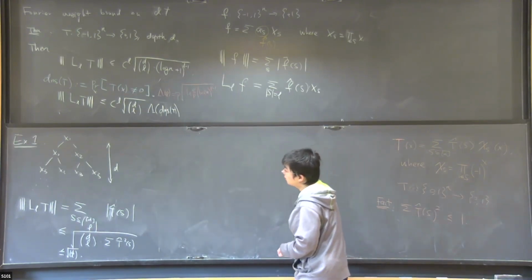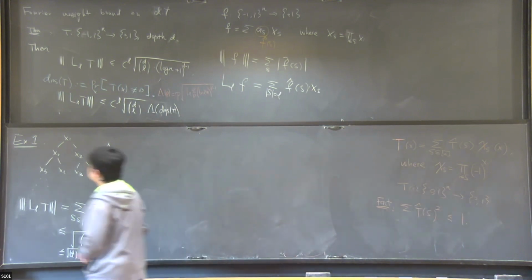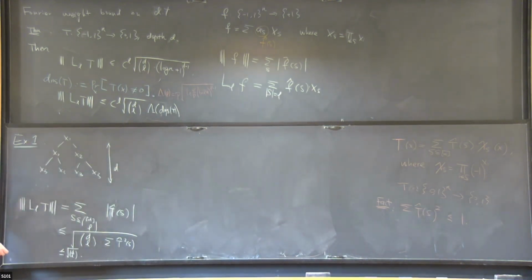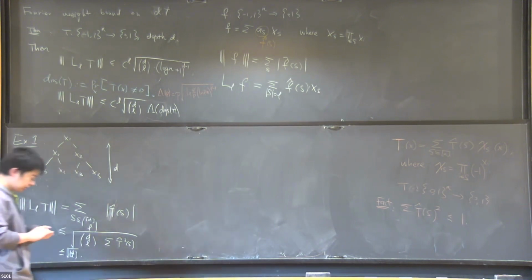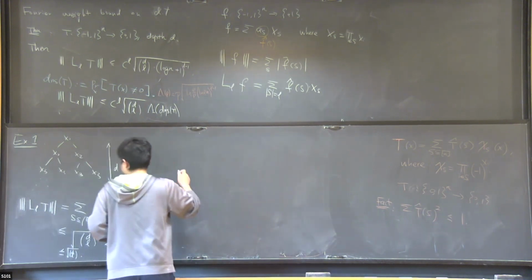And then maybe you're thinking that in this example, because all the variables are aligned in this manner, there will be a lot of cancellations. So therefore, the bound is small.